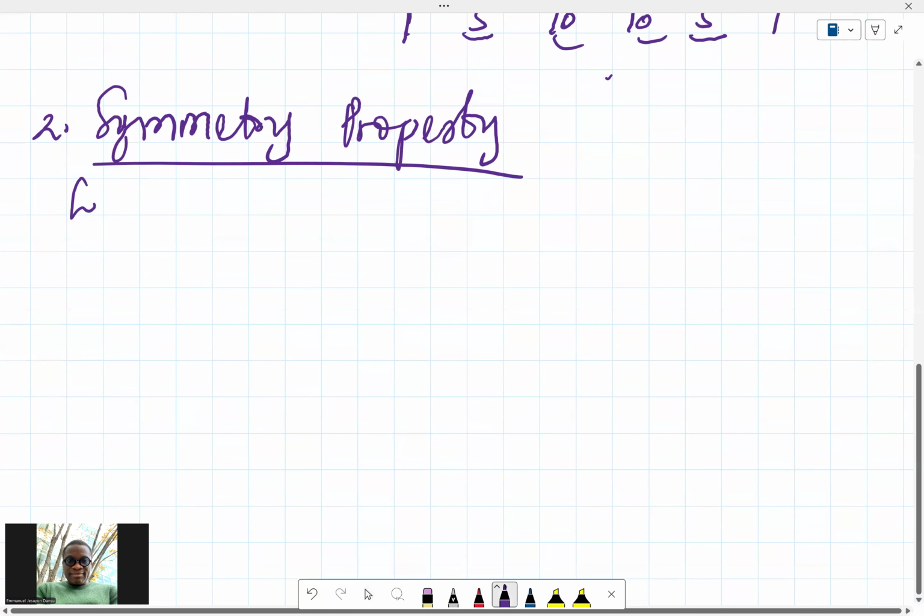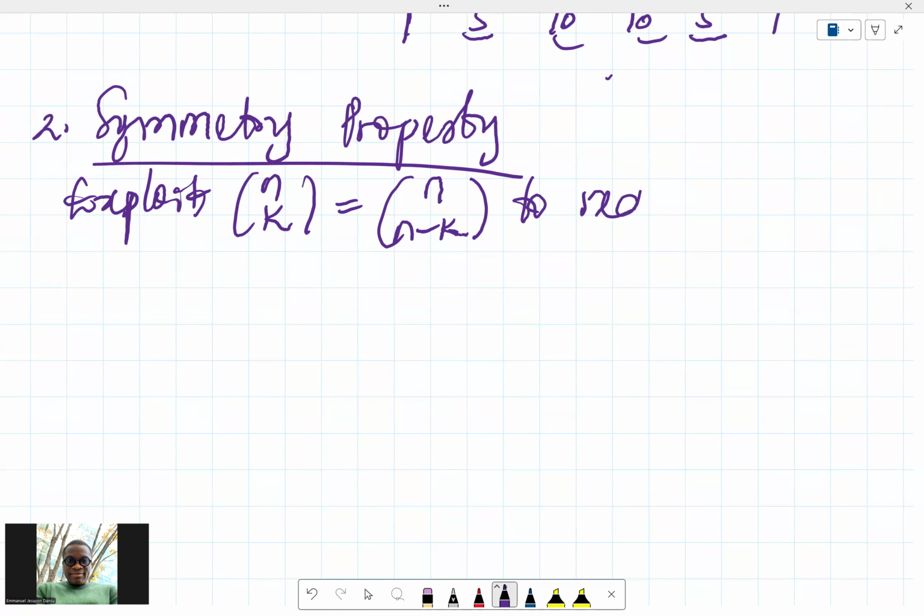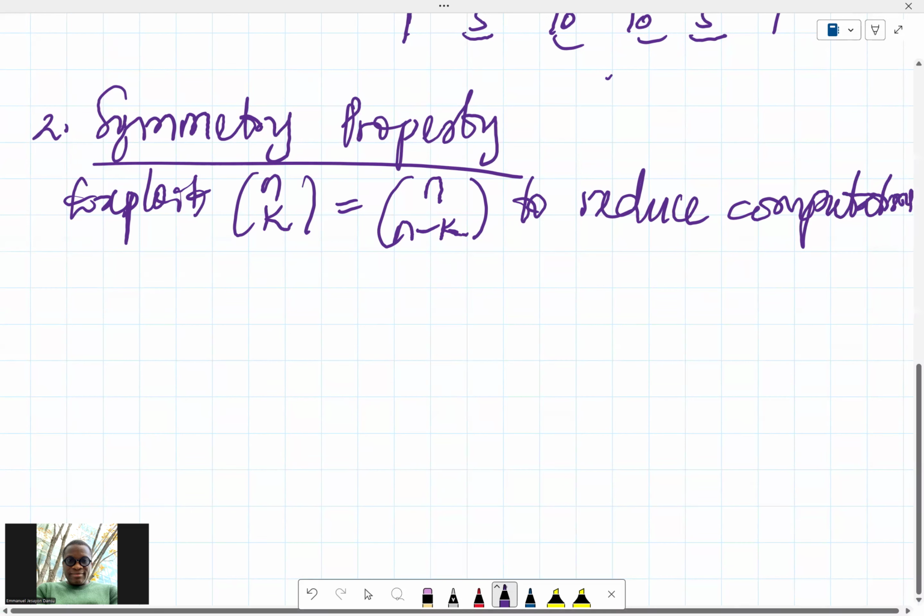So you can easily exploit this, because n combination k is simply the same thing as n combination n minus k. Those two work together, so you can use that to save time and reduce computations.